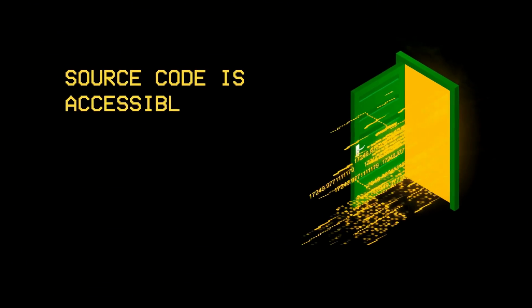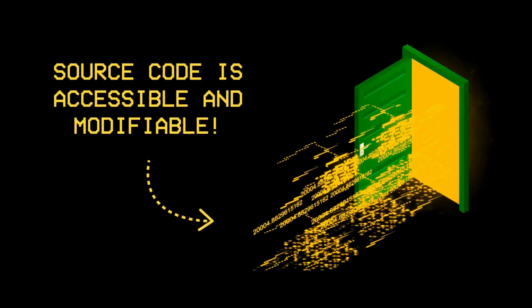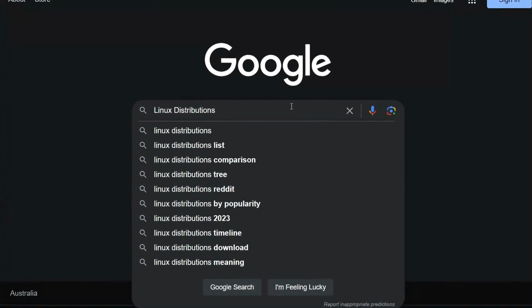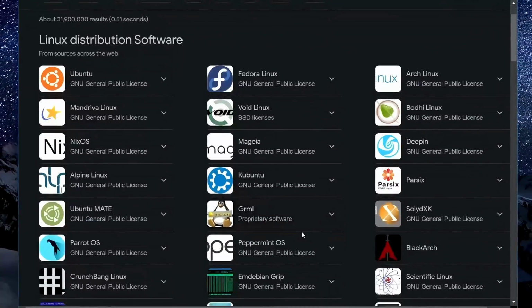Being open source means that its source code is accessible and modifiable by anyone, which is why if you search for Linux distributions on Google, you'll come across various versions of Linux customized by different developers.